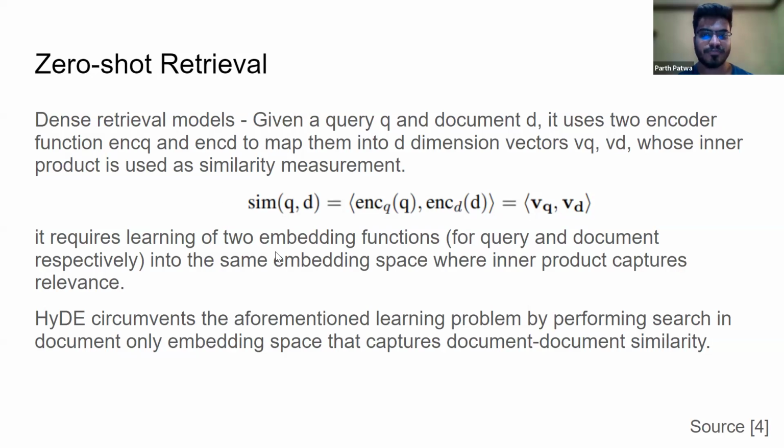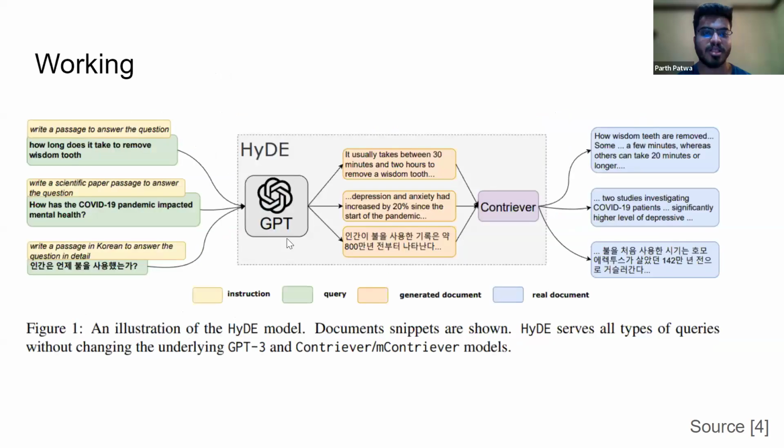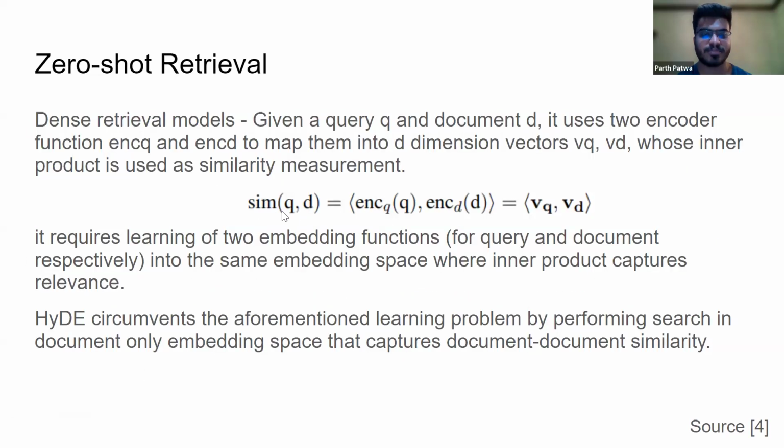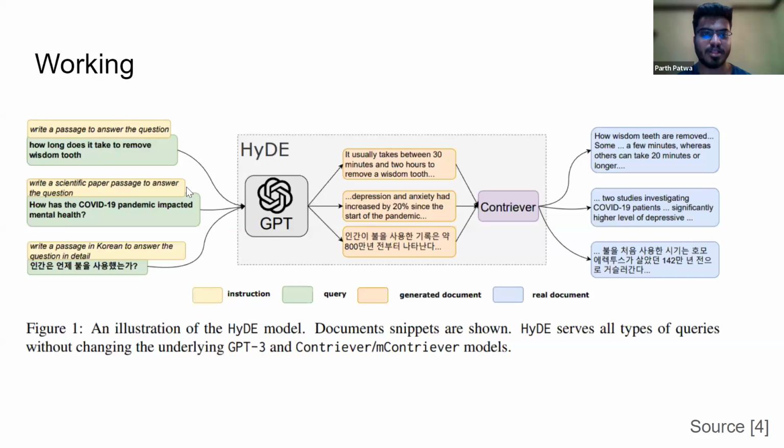Yeah, so if we are to do it in a trained manner, then we'll have to train a function to get the similarity between query and document. But in HyDE, we just need the similarity between document and document.